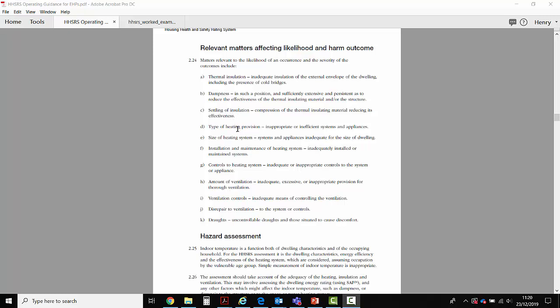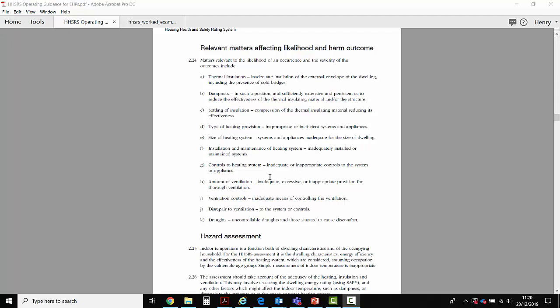Settling of insulation, making it less efficient, the type of heating provision, the size of the heating system, is it big enough for the size of the room or property, and the amount of heat loss you're going to get from that structure. The installation and maintenance of the heating system, the controls of the heating system, and then there's some for ventilation. So the amount of ventilation, ventilation controls, disrepair to ventilation, and drafts.